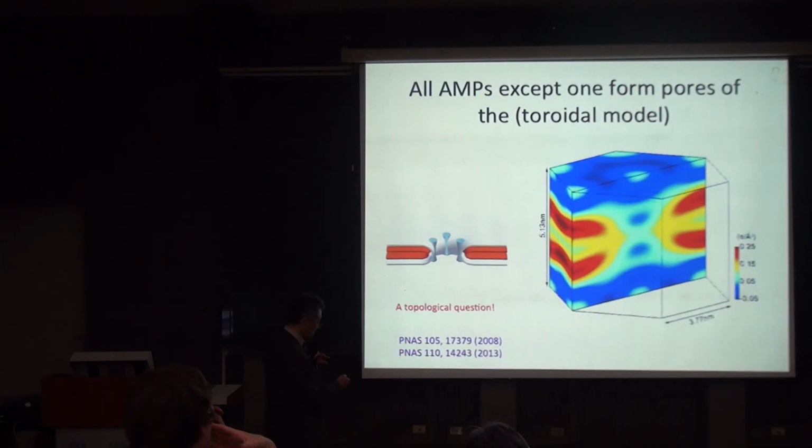All the others we found have a very small number of antibiotics in the hole, but somehow it forces the lipid bilayer, upper layer and lower layer, to merge, like the inside of a donut hole. We call this the toroidal model. This is now standard terminology in the literature. And actually, this is a very interesting topological question, because there's a topological change from before the pore and after the pore.